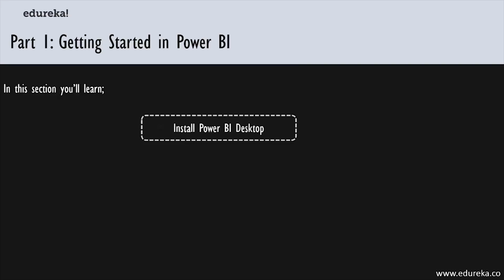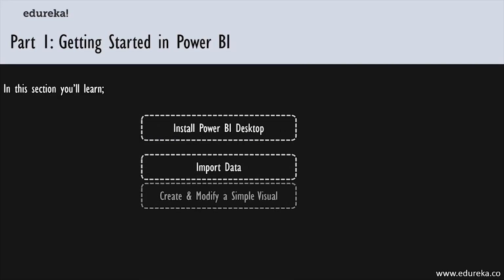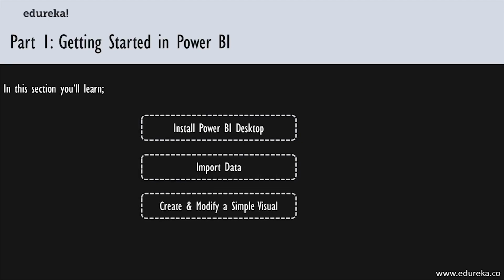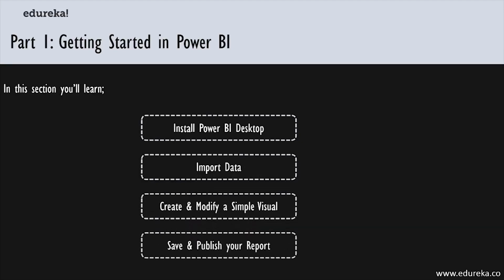So part 1, getting started. In this section, we'll learn how to install the application. We'll talk about importing data from Excel to Power BI. We'll create and modify simple visualization, and we will save our report and publish to Power BI service.